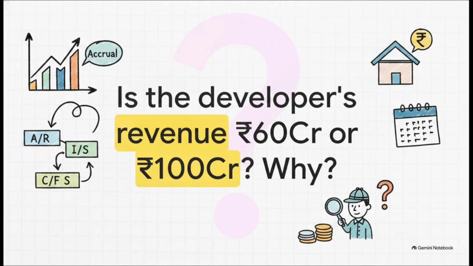And why? Remember the principles we've covered today regarding when revenue is actually recognized versus when the cash formally changes hands. Think deeply about how this exact scenario flows through accounts receivable, the income statement, and ultimately the cash flow statement. Get this right and you are officially ready to tackle the big leagues of financial modeling.